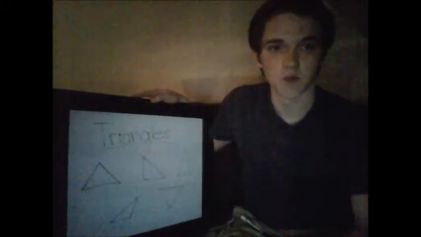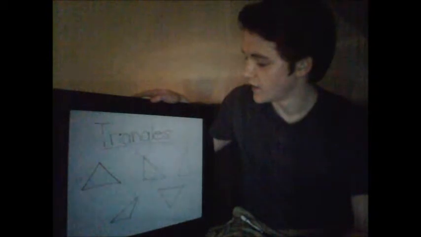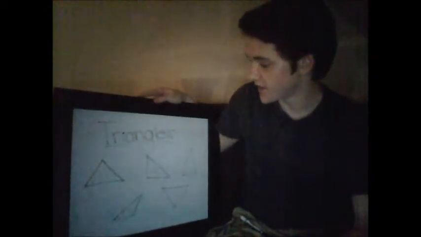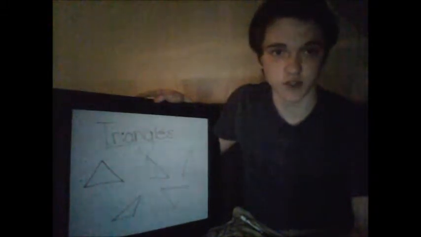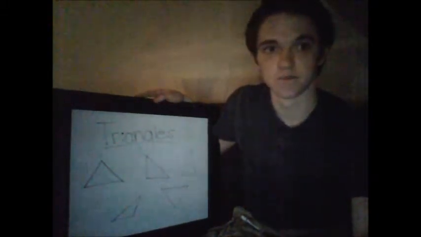The name of the polygon with three sides is the triangle. No matter if it's twisted upside down or its sides are uneven, if it has three sides and it's a closed shape, it's called a triangle.